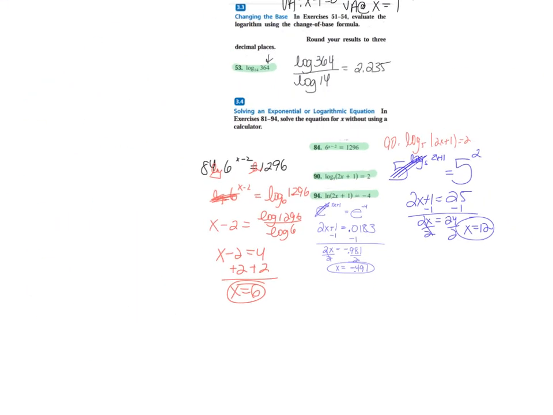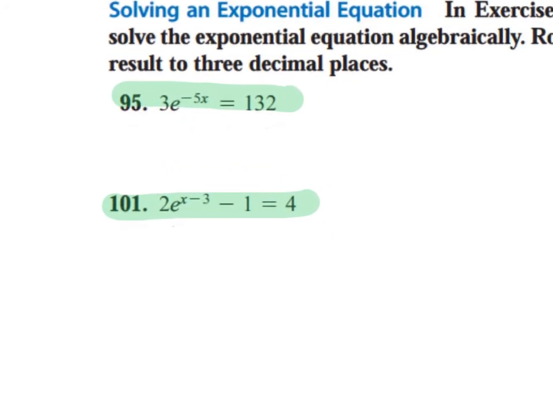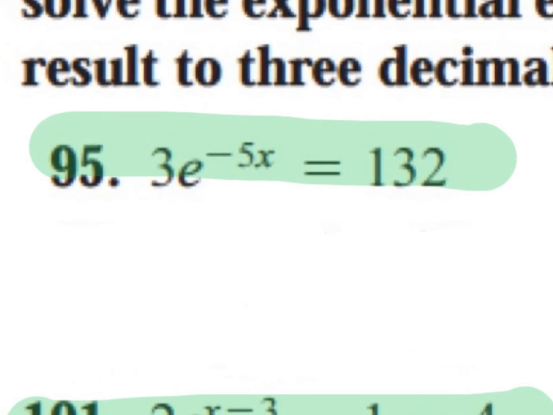Again, what can we do with all of these answers? Yeah, you just plug them in. Check them. All right. I have 2 more, then we're done. What do I do here? 95. No, it already is E. We got to divide by 3 first. Why do I divide by 3 first? You got to get E all by itself.